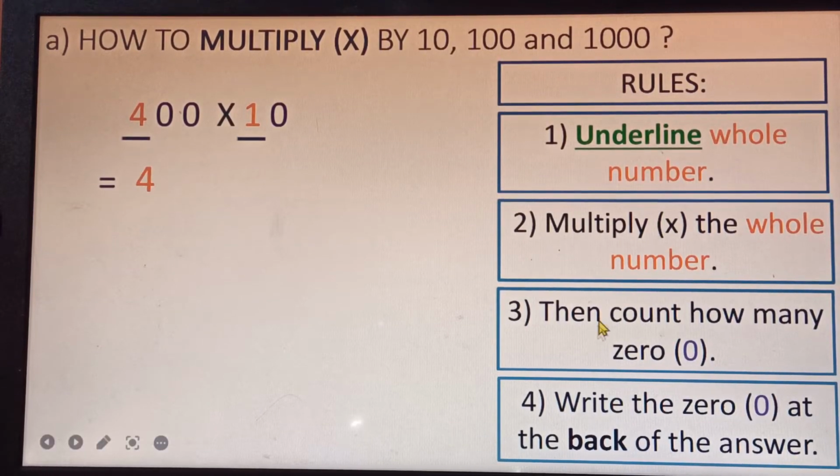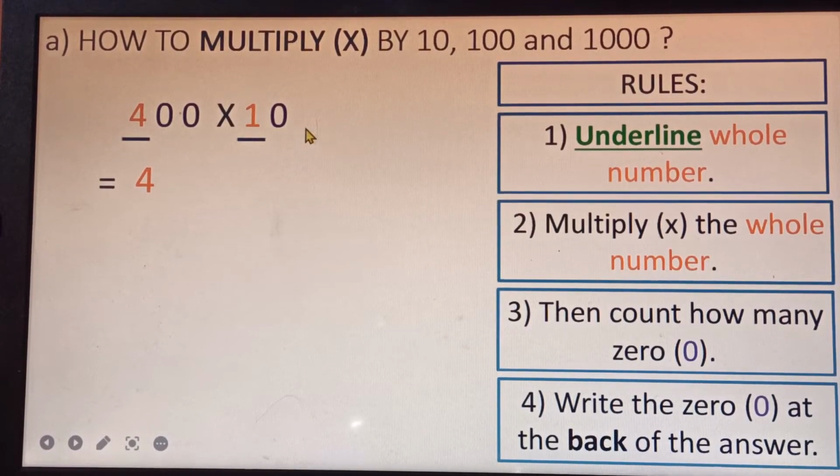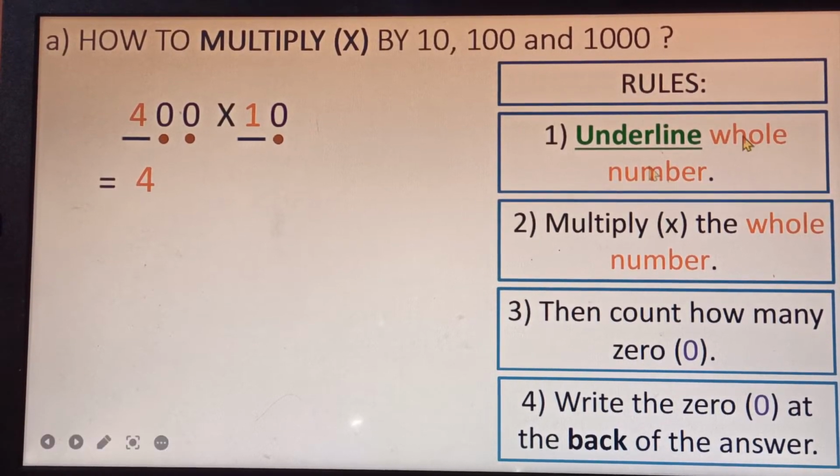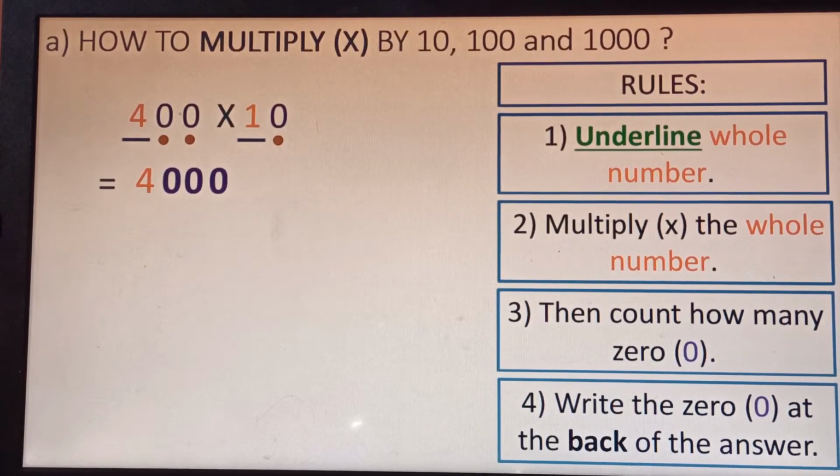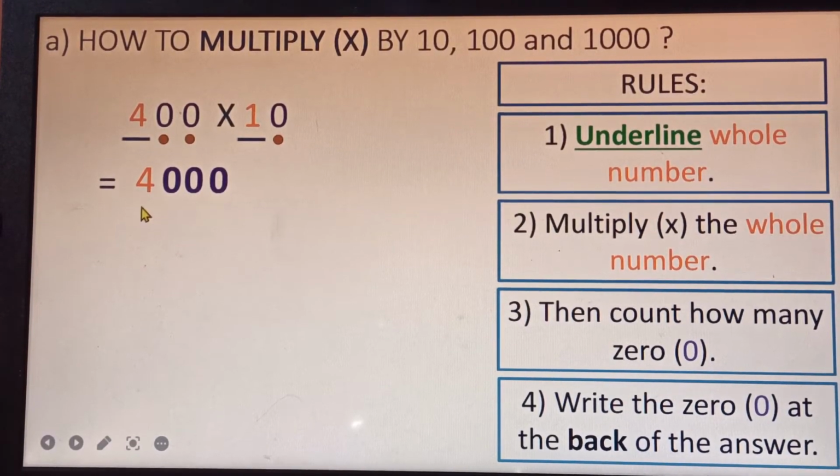Alright, next, count how many 0. Let's count how many 0 do we get? 1, 2, 3, isn't it? Okay, teacher hanya mengira 0-nya yang di belakang itu sahaja. Okay, yang ada 0 di belakang nombor whole number tu. So 3 0, so I put susun from ones, tens, 100. So 3 0 yang teacher susun menjadikan the answer 4,000.